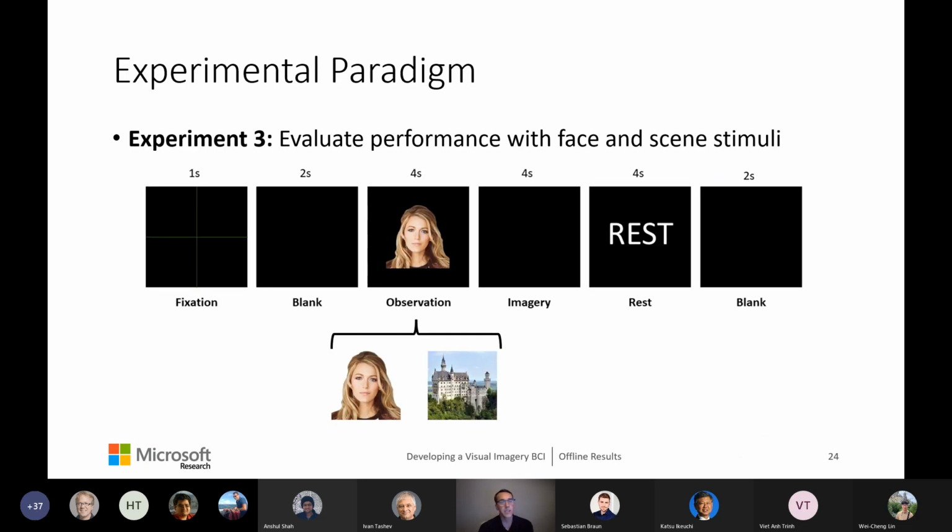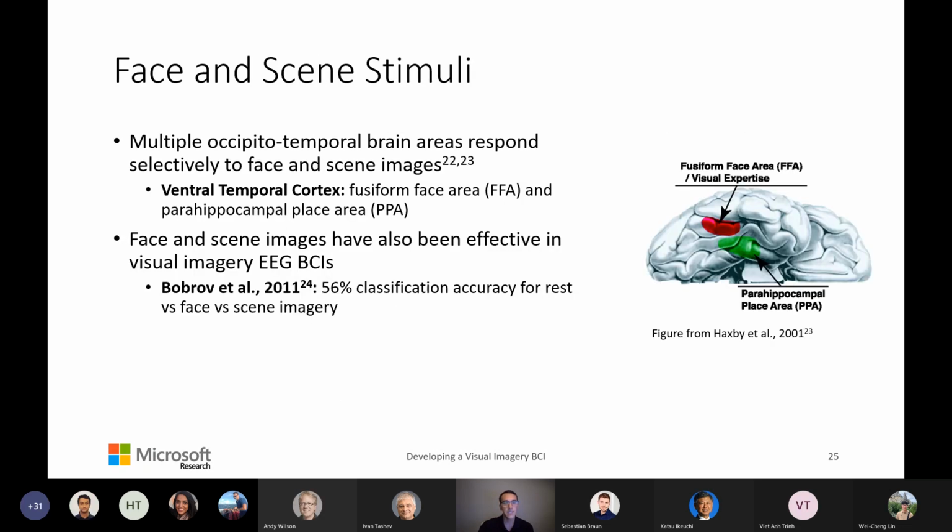So the next experiment that I tried was including different image stimuli of a face versus scene. And this was just to see if we could try something different to help boost our classification during the imagery periods. The idea of using a face and a scene is a pretty common image stimulus to use in a lot of visual neuroscience applications.